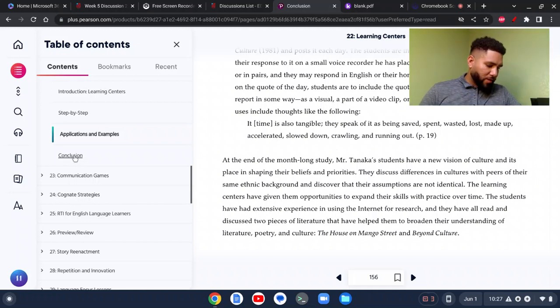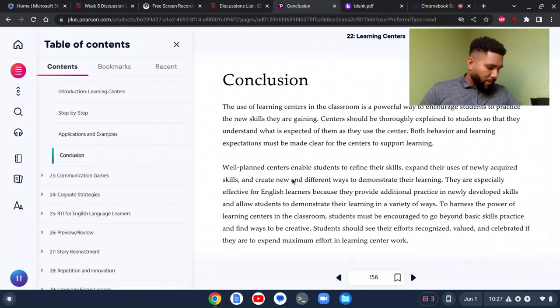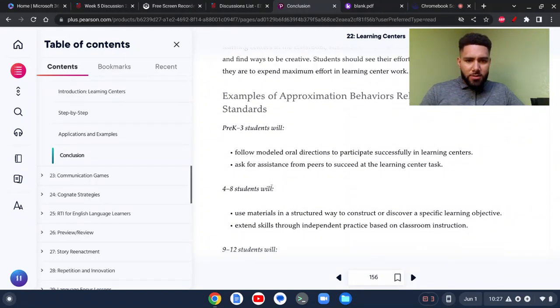So the approximation behaviors for my grade level, which is 4 through 8, would be to use materials in a structured way to construct or discover a specific learning objective and to extend skills through independent practice based on classroom instruction.